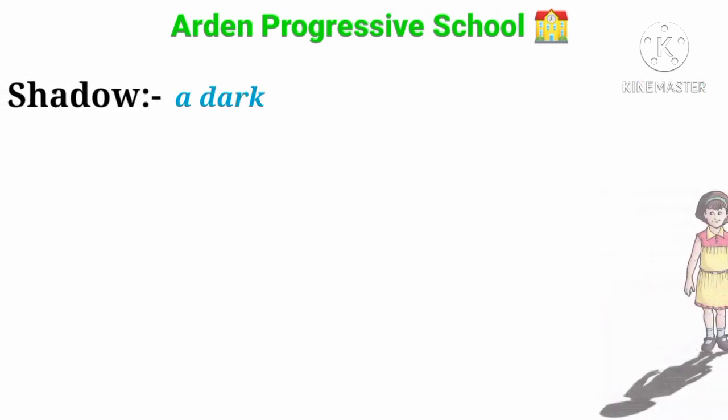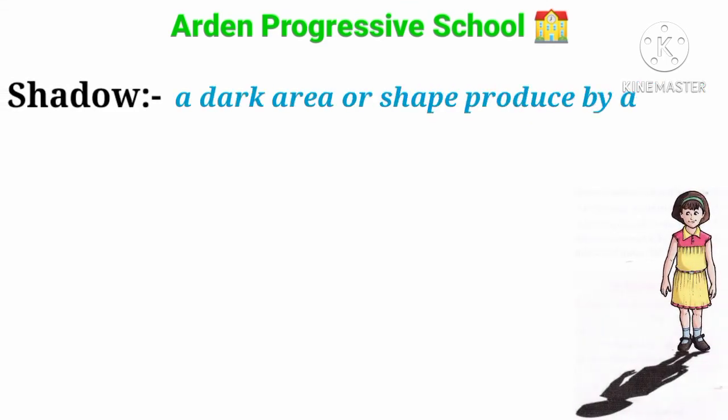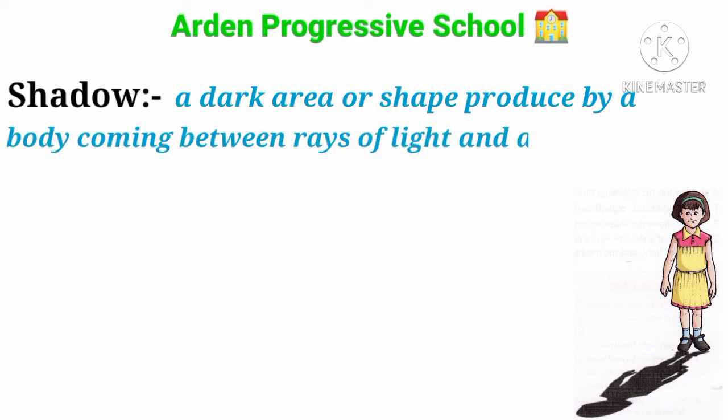Now the next, what is a shadow? A dark area or shape produced by a body coming between rays of light and a surface is known as the shadow. So here you can see the shadow of a girl.